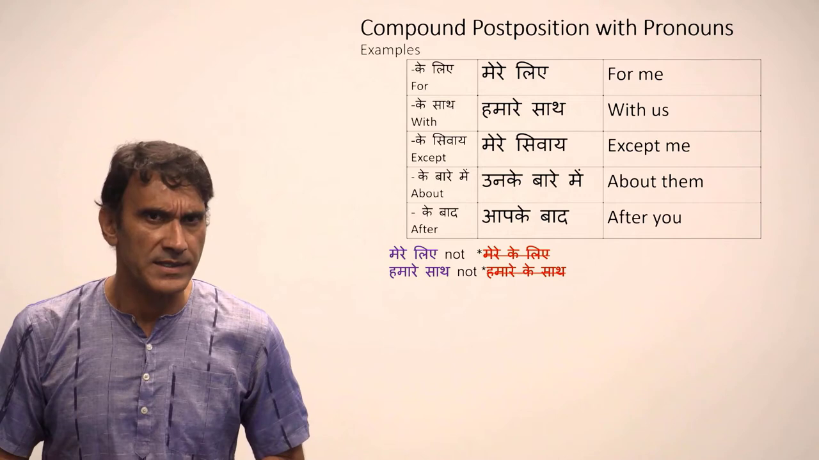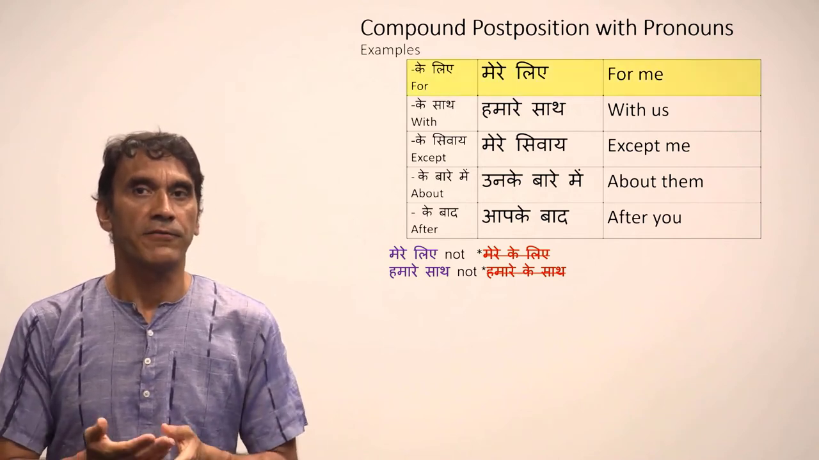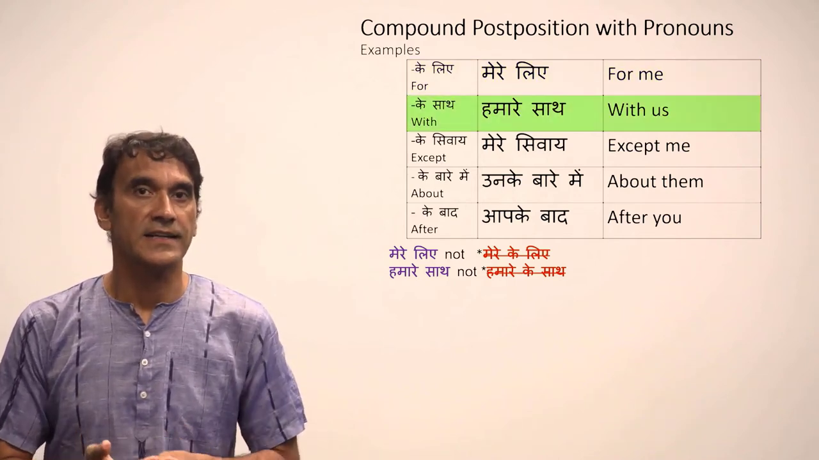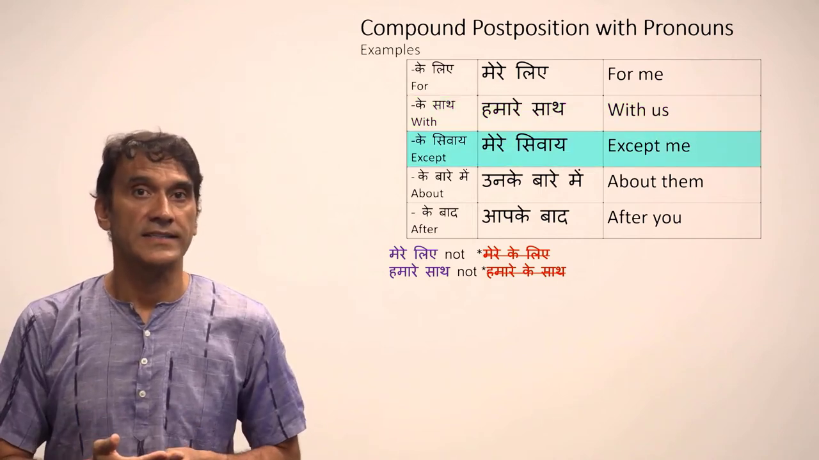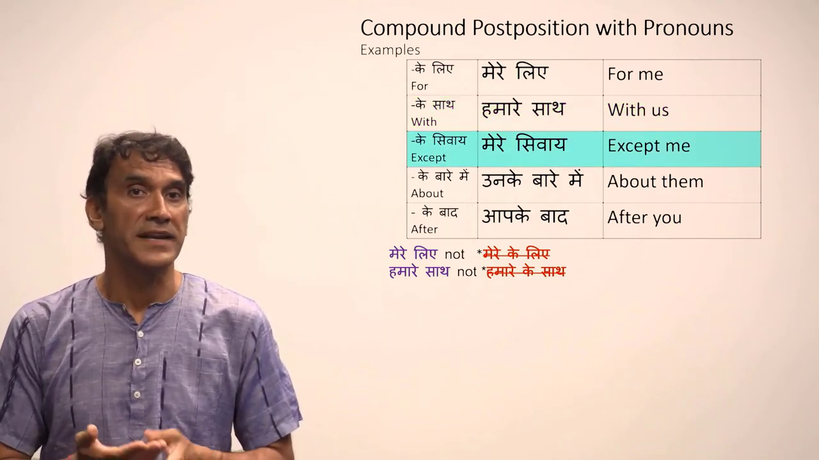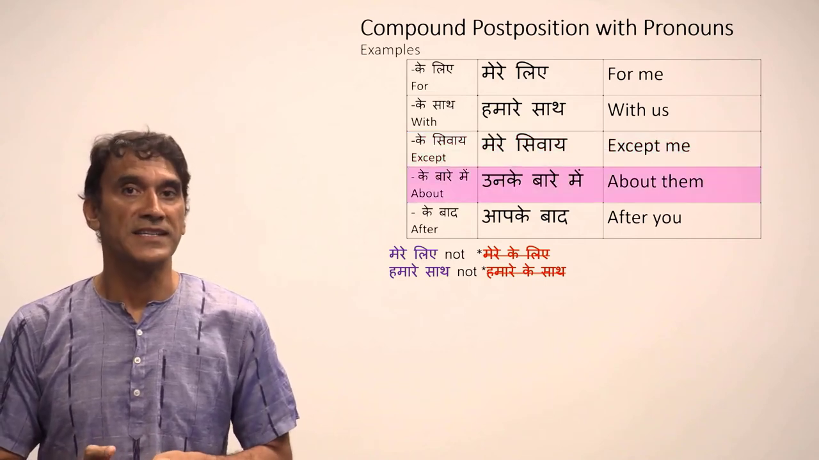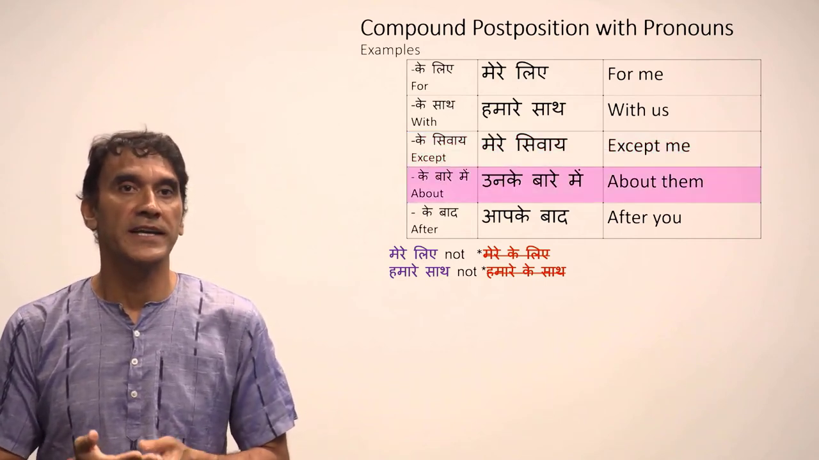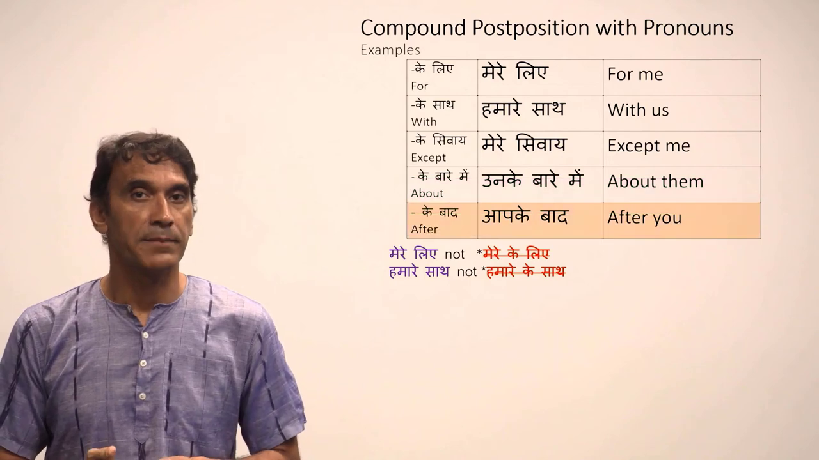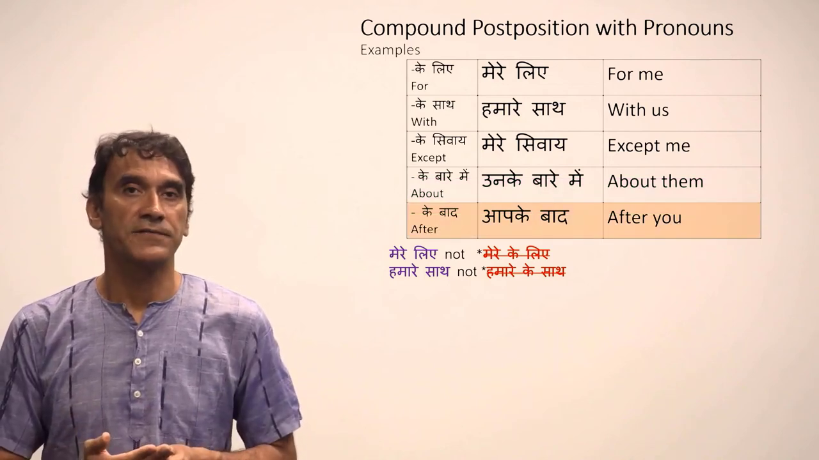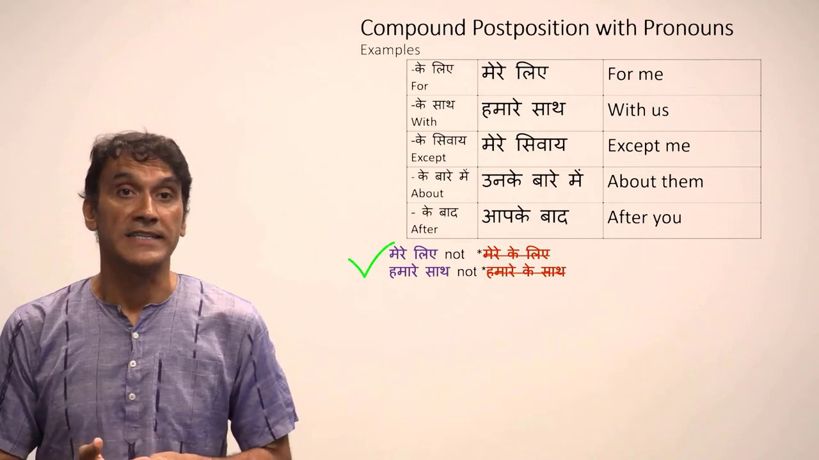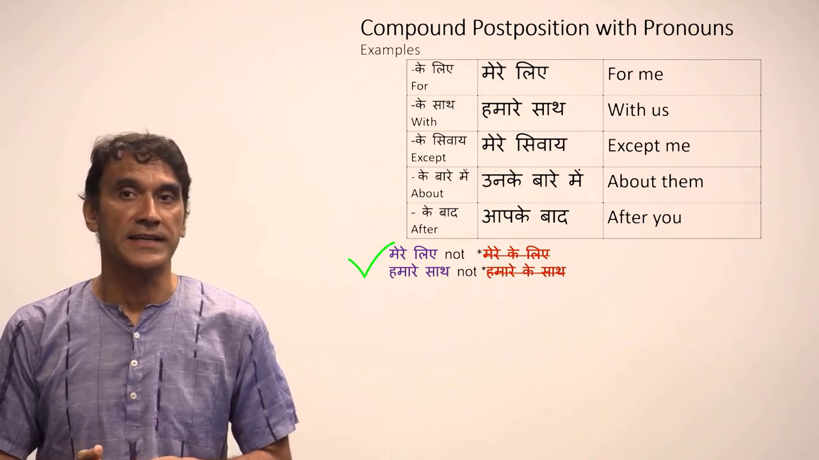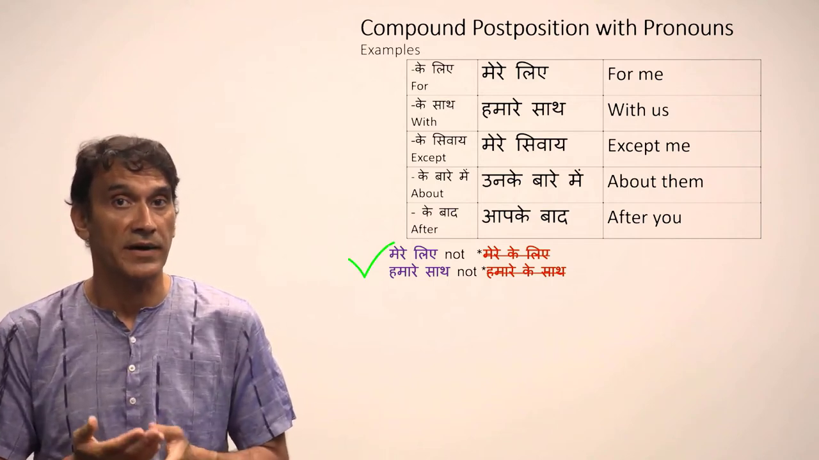Let's take a few more examples. Ke liye is for, and for me is mere liye. Ke saath is with, and with us would be hamare saath. Ke siwai is except, except me is mere siwai. Ke bare mein means about, them would be unke bare mein. Ke baad means after, after you is aapke baad. Once again, do remember, it is mere liye, not mere ke liye. It is hamare saath, not hamare ke saath.